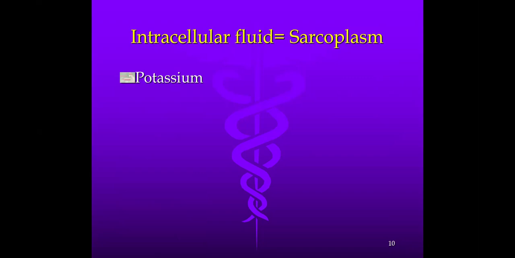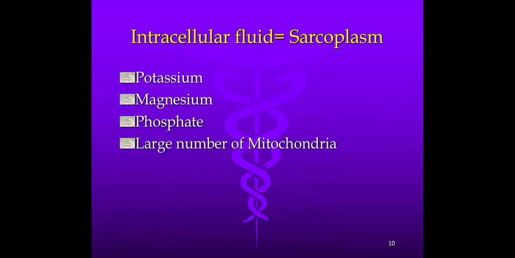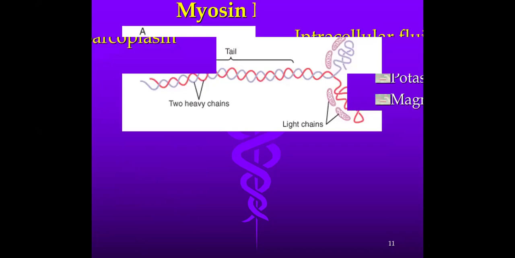Now, each and everything that we have discussed is known as the sarcomere, but the fluid present inside the sarcomere is known as the sarcoplasm. So we can say that the cytoplasm of the sarcomere is known as the sarcoplasm. That sarcoplasm contains potassium, magnesium, phosphate, and a large number of mitochondria. Parallel to the myofibril, there is ATP.